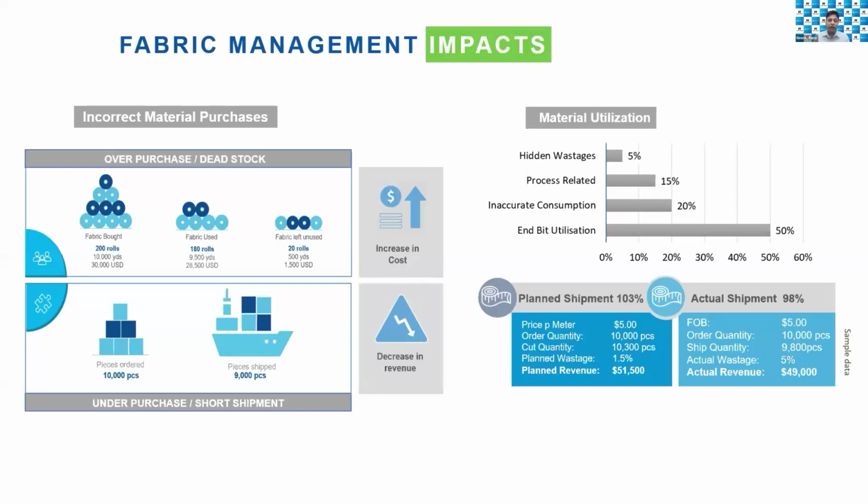You are only cutting 95 or 96% of the order quantity and shipping those to the customer. That's an FOB loss to me. And at the same time, the customer will also penalize me for that. Why are you not able to ship my order quantities in full?